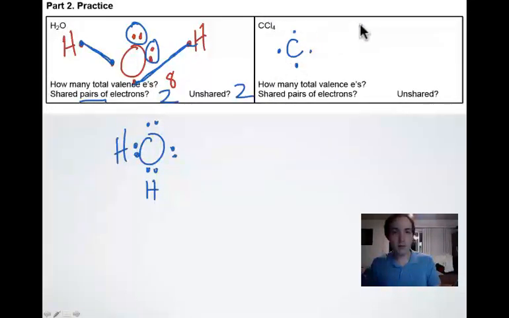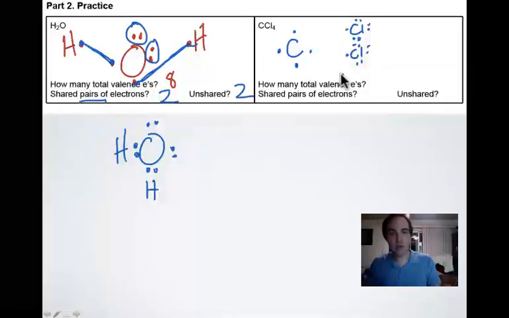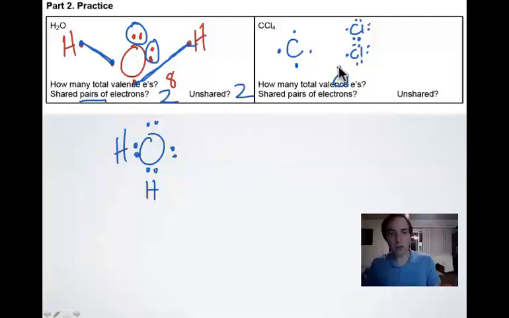And then we have our chlorines. Chlorines have 7 valence electrons, so that's 1, 2, 3, 4, 5, 6, 7. And we have 4 of them, so again 1, 2, 3, 4, 5, 6, 7. And then I'll draw another one down here, so 1, 2, 3, 4, 5, 6, and 7.